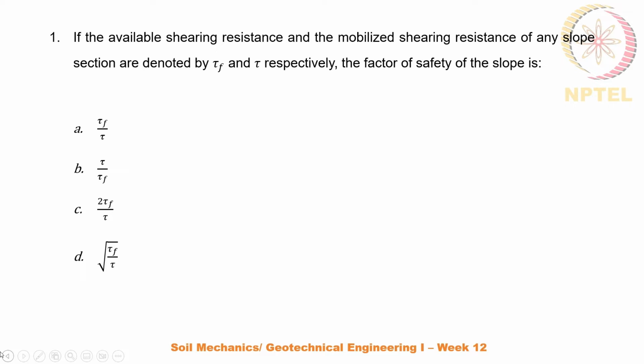So, which is the correct option? Option A, tau F by tau. Option B, tau by tau F. Option C, 2 tau F by tau. And option D, square root of tau F by tau. So, which is the correct expression for factor of safety of the slope given the available shearing resistance and mobilized shearing resistance of the slope? Which one is the correct option?